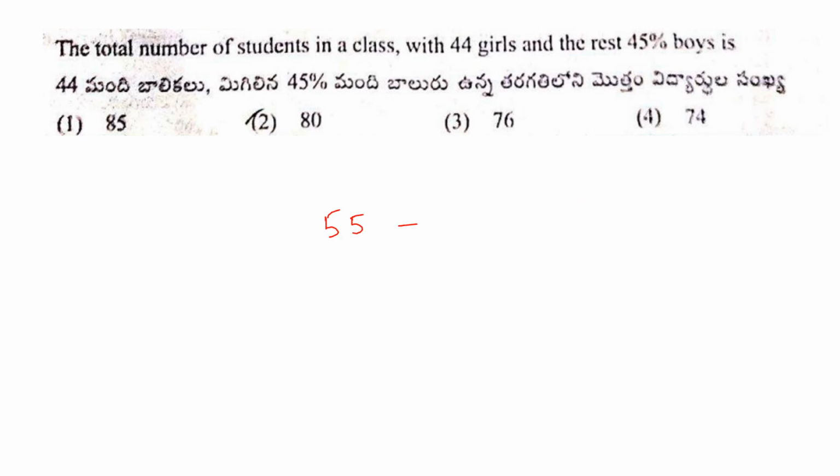55% of girls value. What is the value of 55% of girls? 44. Then total means 100% only, right? Question mark. This is the single step we have to note down, so we need to know how we are doing this. 55% means 44, the total number of girls in the class. Then what is the 100%?